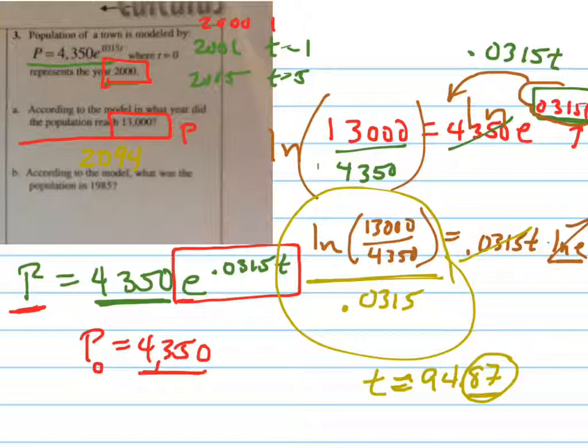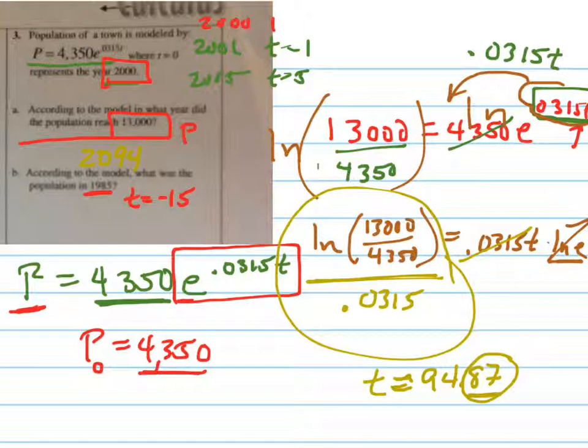Now, here's the second part of this question. It says, according to the model, in what year did the population reach 1985? So now this is a different question. I'm sorry. According to the model, what was the population in 1985? So this is kind of tricky because this is going backward. So in 1985, that was 15 years before the year 2000. So t equaled -15, and we're using this and kind of going backward.